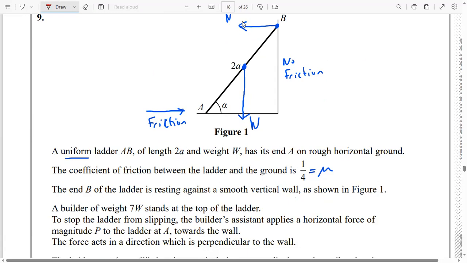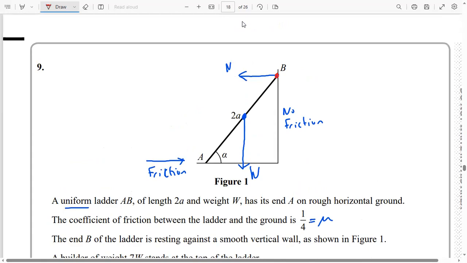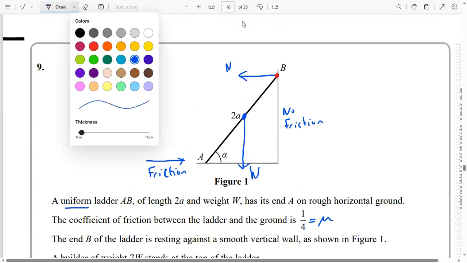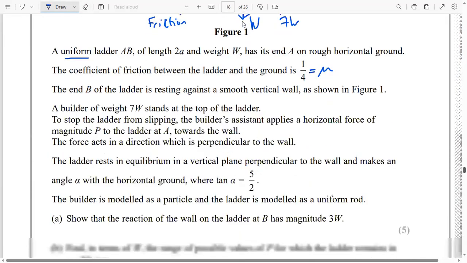Then the next part: a builder of weight 7W stands at the top of the ladder. So you've got this builder standing at the top of the ladder up here, and he's got a weight of 7W newtons going down here. Okay, great.